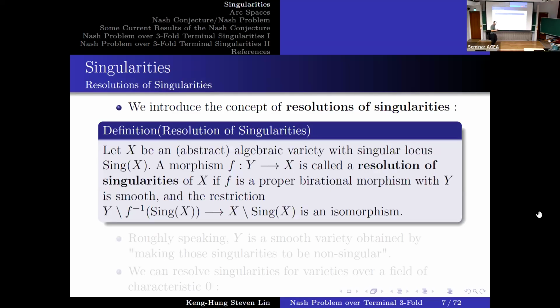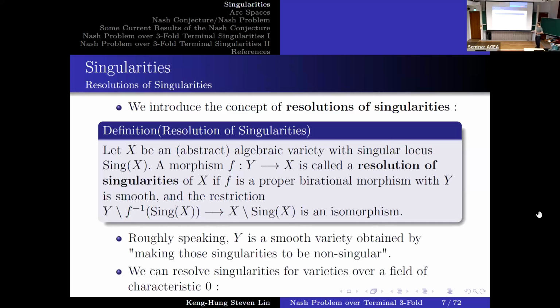In birational geometry, there is a very classical tool to study singularities, the so-called resolution of singularities. Let X be an abstract algebraic variety with some singular locus, Sing X. A resolution of singularities of X is a proper birational morphism from a smooth variety Y to X, such that outside the singular locus, it is an isomorphism.